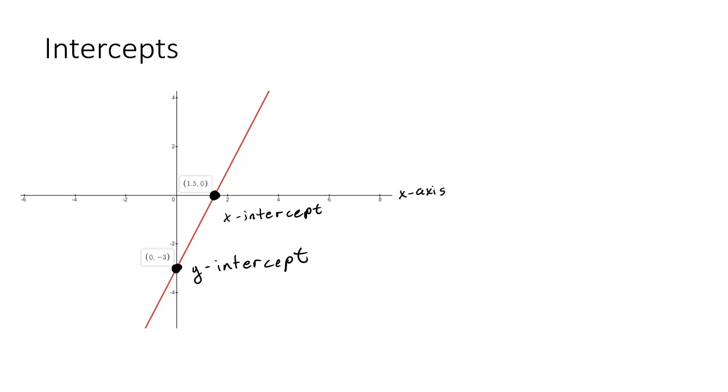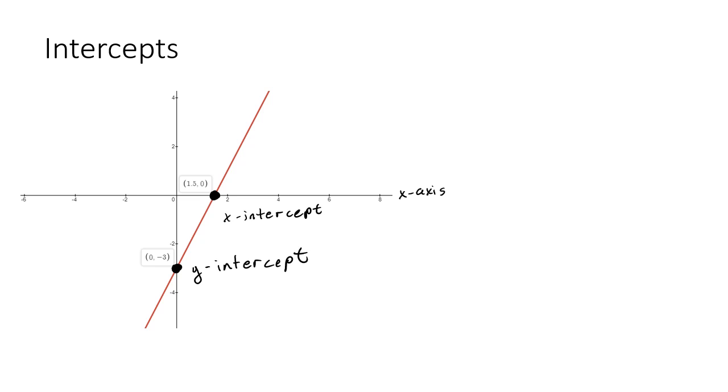Now, because the intercepts are on the axes themselves, that guarantees some things about the point. For an x-intercept, because it has to be on the x-axis, that means you can't go up or down, which means the y value is always equal to 0 for the x-intercept. And similarly, for the y-intercept, you can't go left or right or you'll be off the y-axis, which means the x value is equal to 0.